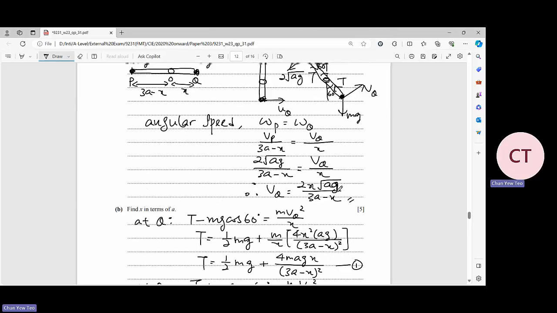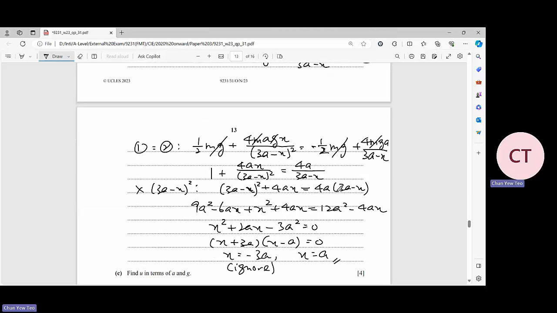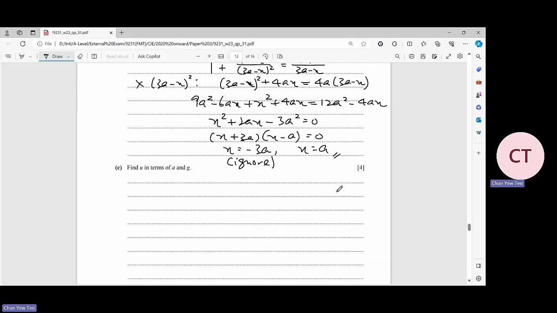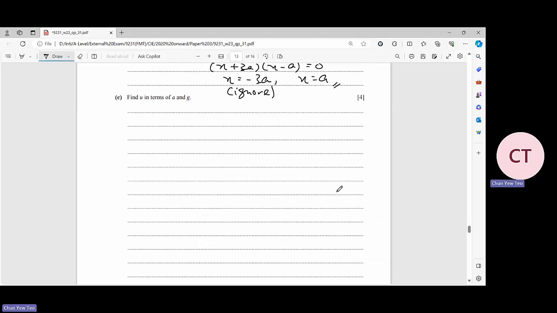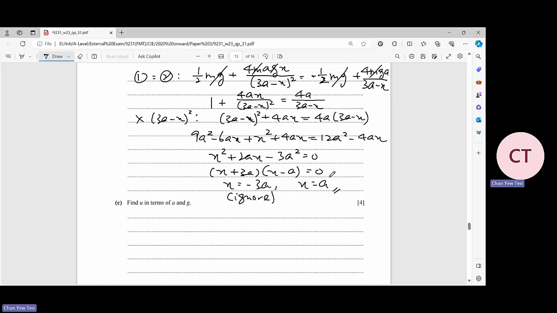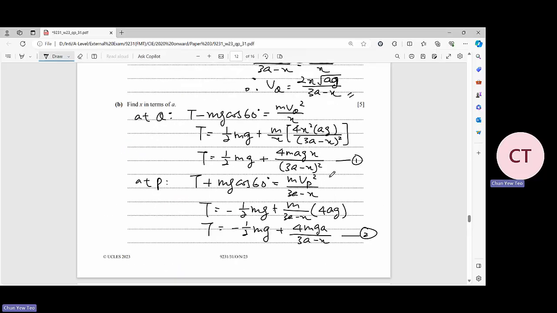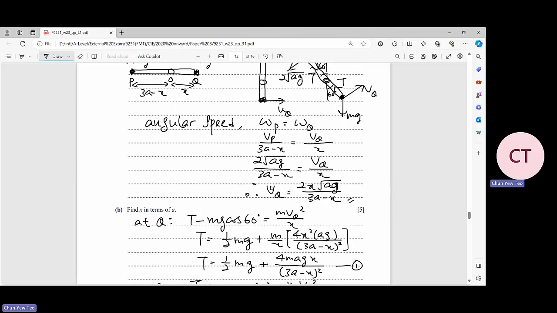We have used the angular speed. Now we haven't used the conservation of energy. For sure, for the last part we need to use conservation of energy in order to find the U in terms of a and g. So for this case, we need to find the relationship of P and Q first. To be more precise, we have found x. x is a.